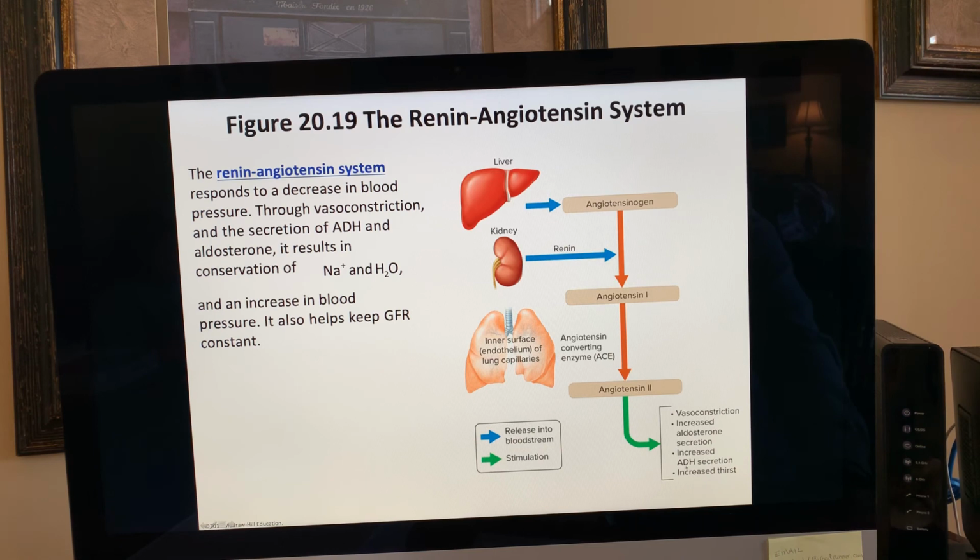Angiotensin 2 also increases the secretion of ADH, or antidiuretic hormone, which is a hormone we'll talk about in the next half. It's produced by the posterior pituitary gland, and it actually acts to concentrate the urine. It acts to allow water to be reabsorbed from the collecting duct into the peritubular capillaries, thus allowing less water loss in the urine and increasing blood volume and therefore blood pressure. And angiotensin 2 also acts on the thirst center of the brain to increase thirst.